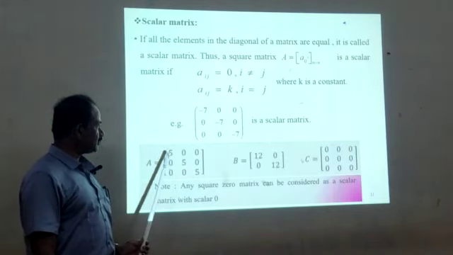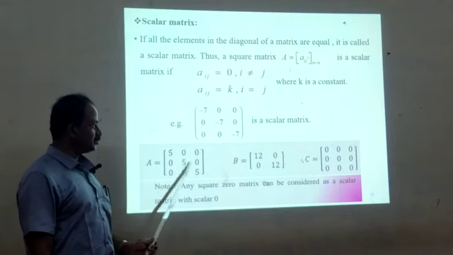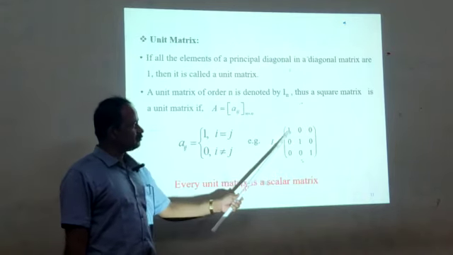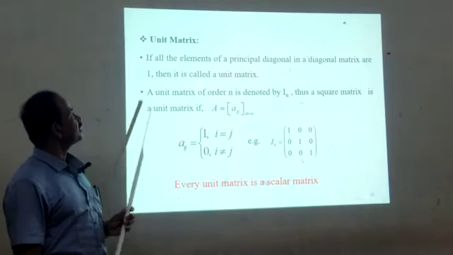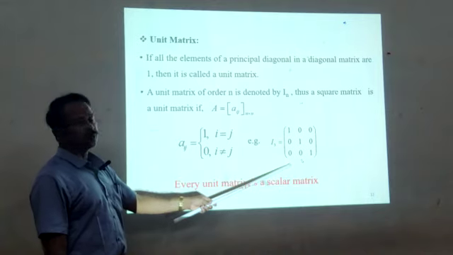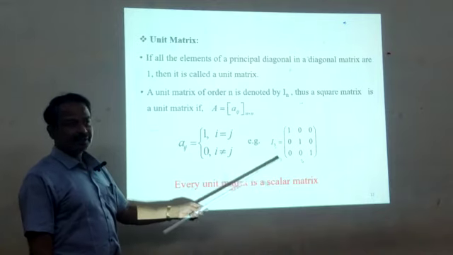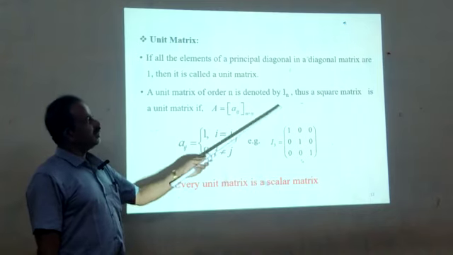So now we studied square matrix and scalar matrix, in which all the diagonal elements are equal. If the elements are 1, 1, 1, then we call this a unit matrix. If all the elements of the principal diagonal in a diagonal matrix are 1, we call this a unit matrix. A unit matrix of order n is denoted by In.